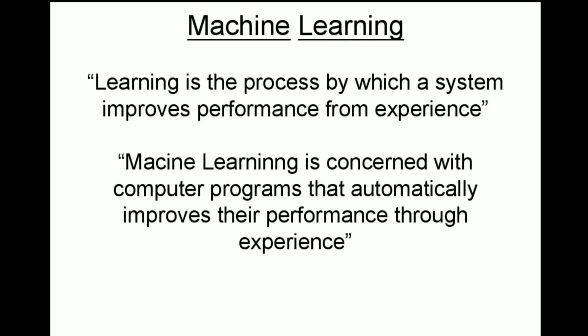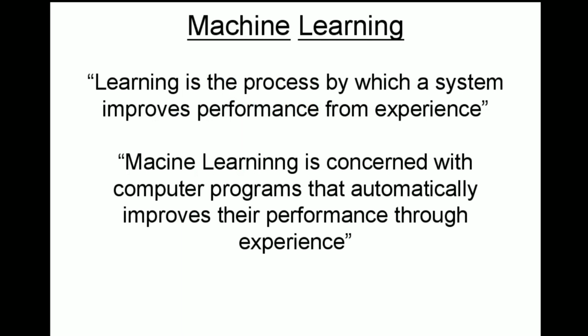So guys, let's start first with some definitions. First of all, we see the definition of learning. Learning is the process by which a system improves performance from experience. Means the more you experience, the more your performance will improve. So this is the basic definition of learning, and machine learning is concerned with computer programs that automatically improve their performance through experience.